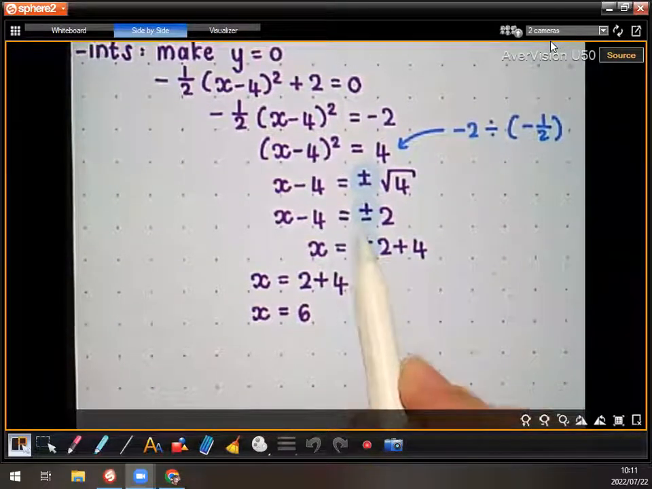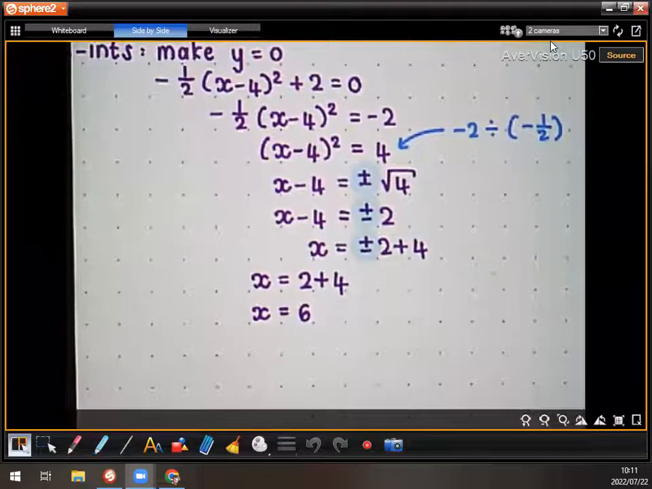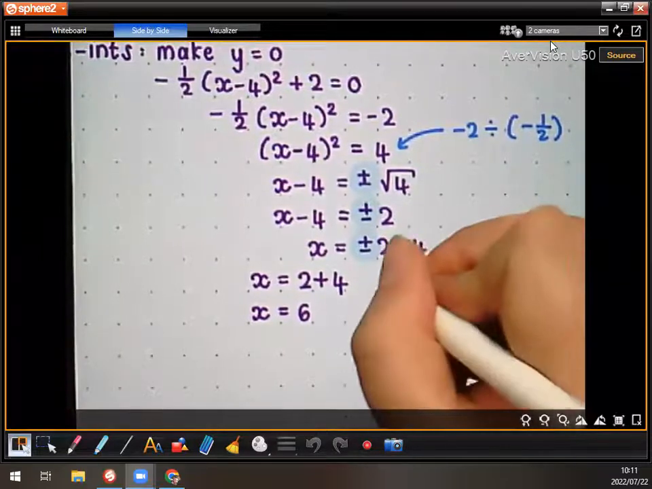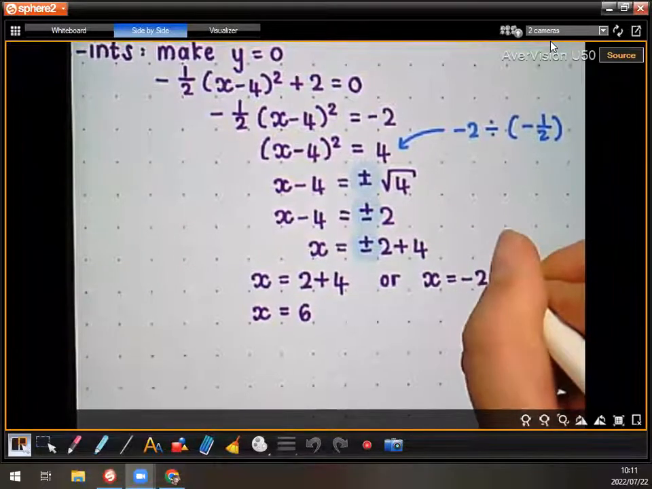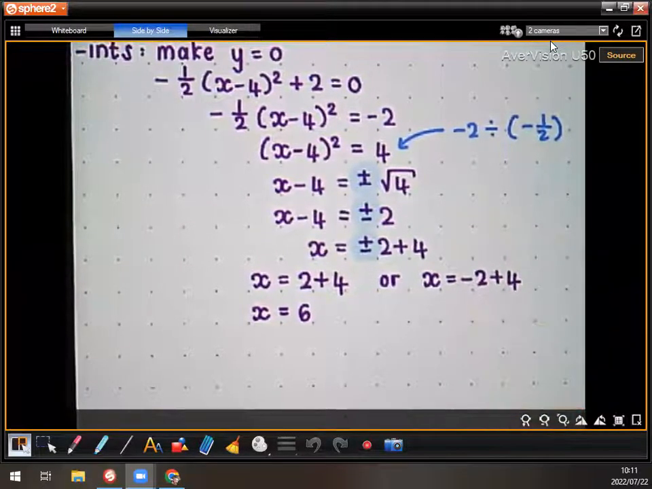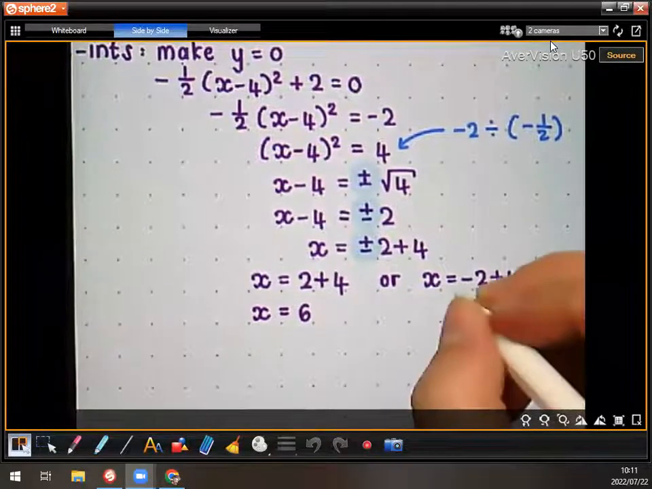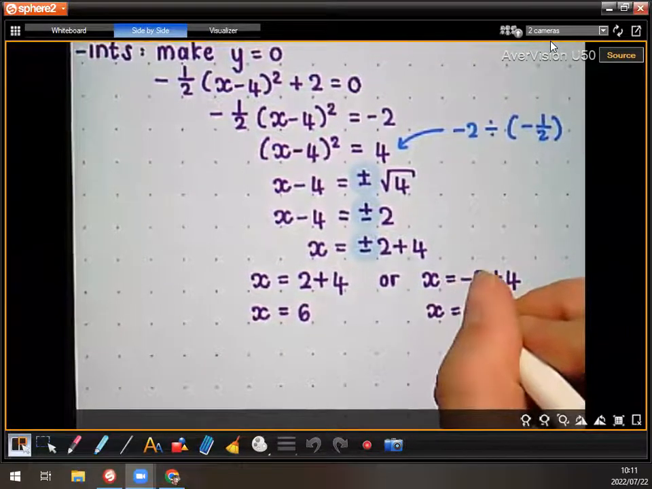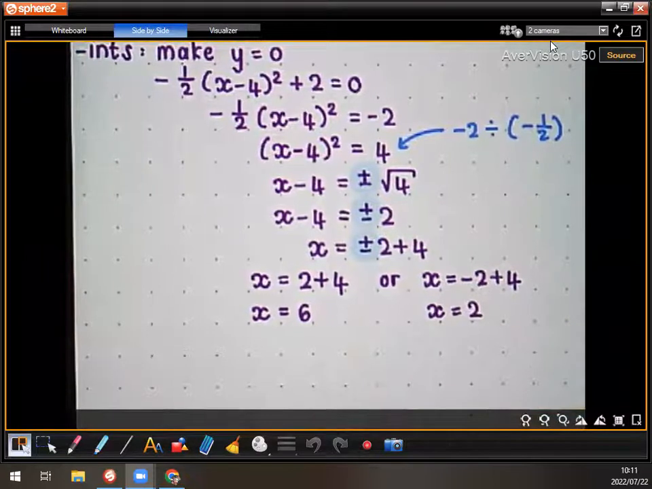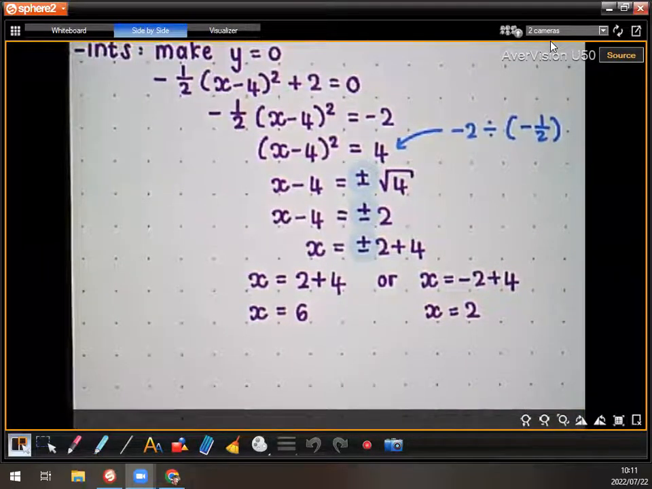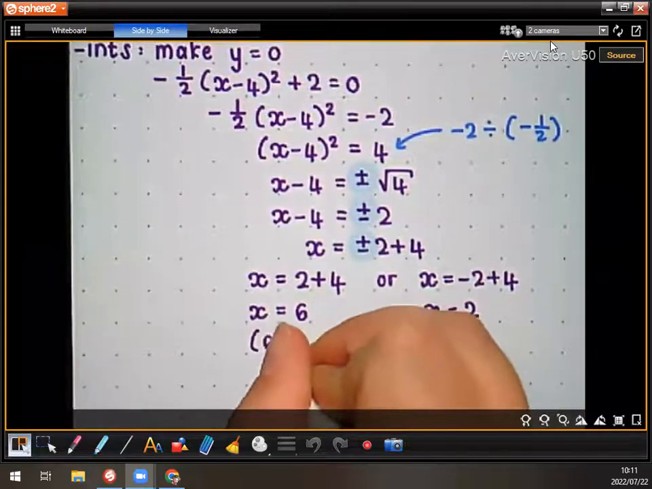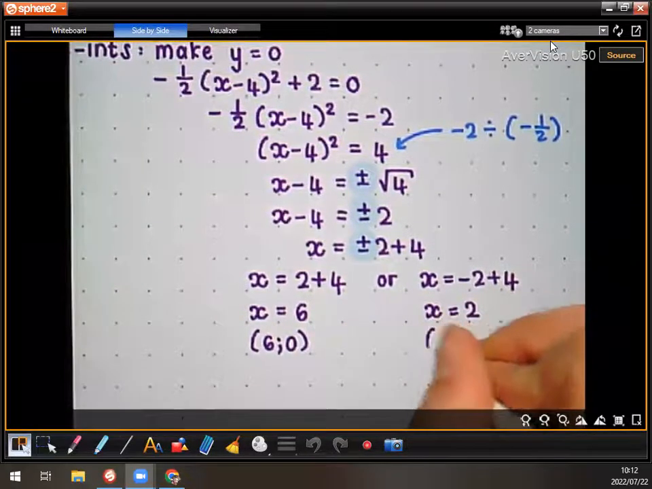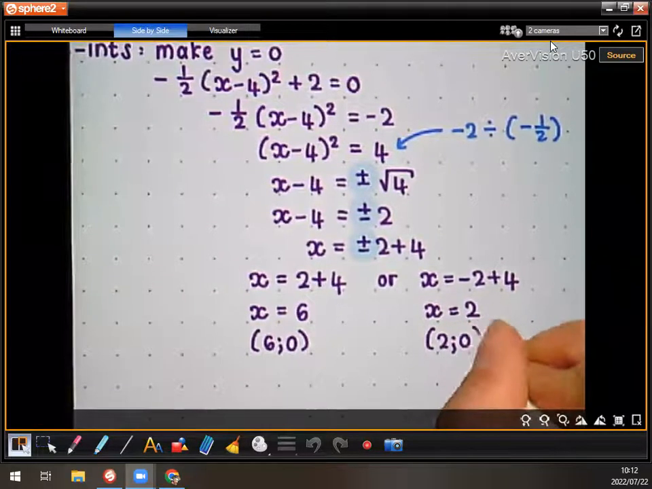Okay, but remember this plus or minus means literally positive or negative. So we're going to get our second x-intercept by taking the minus with that 2 and then adding 4. The negative 2 plus 4, which is what? Okay, so there we are getting our 2 x-intercepts. 6, 0, and 2, 0.